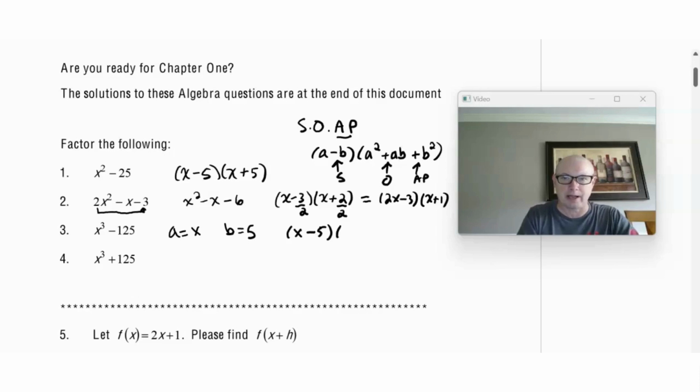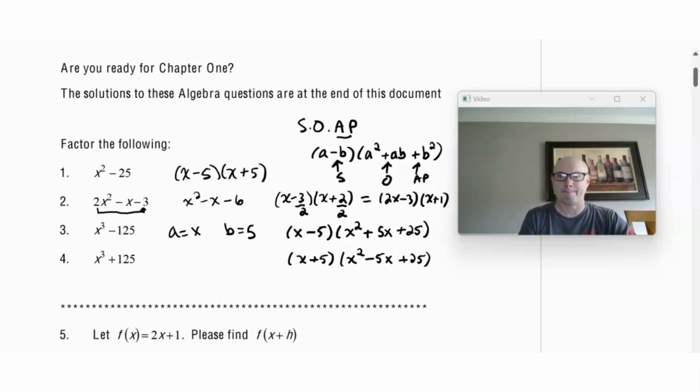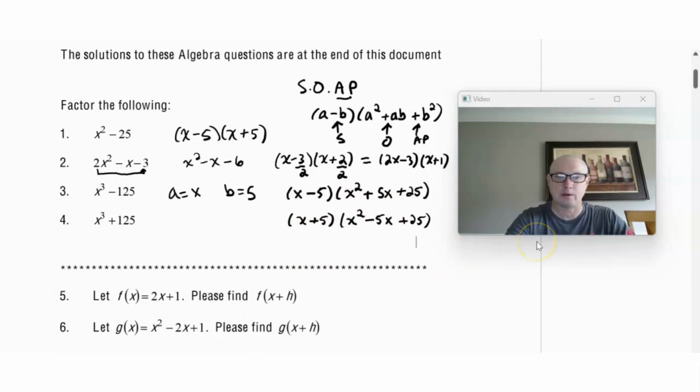So we would get x minus 5 times x squared, and its opposite. So we would get plus a times b, which is 5x, and then always positive would be 25. All right, so now the sum of cubes, we're just going to do the same thing here. We're going to use SOAP. So this would be x plus 5 times x squared. Now it becomes opposite, so it'd be minus 5x plus 25. Okay? All right. So let's scroll down.